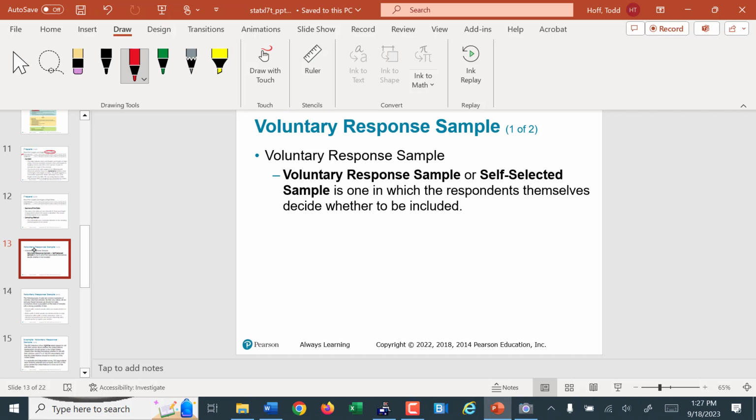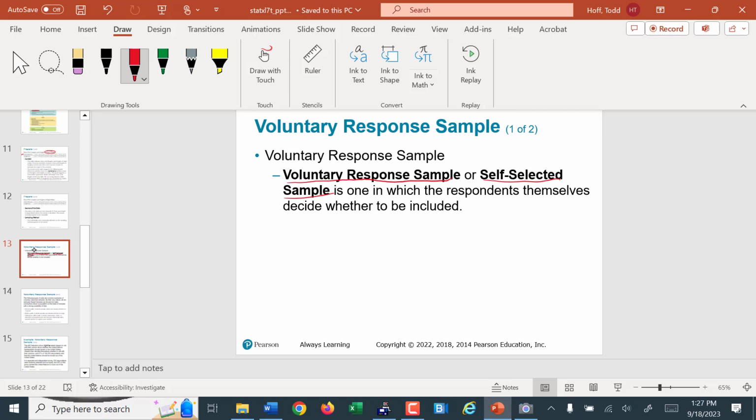Now, some possible sample issues. In this first one, voluntary response sample, there's an element of this in every statistical study, and there's just no way to completely eliminate it. Voluntary response, or self-selection as it's sometimes called, is when people can choose whether or not to respond to the survey. Well, this is pretty much always the case. Very seldom do you have the ability to force somebody to respond, unless they're an inmate or whatever.